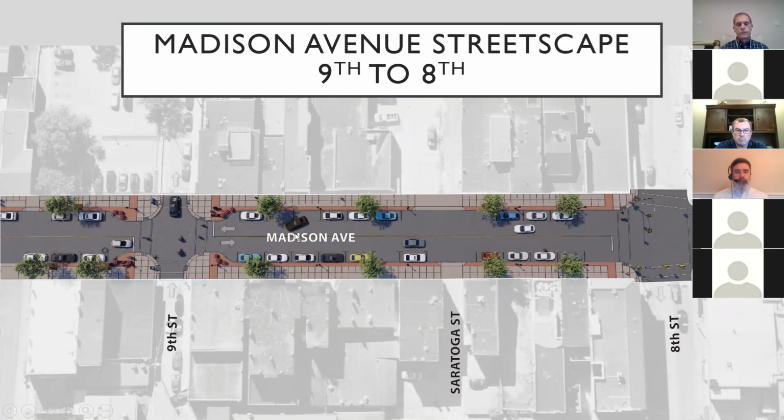As we continue north towards the end of the project, we go from 9th Street to 8th Street. As you can tell, we're still continuing the theme of resurfacing the roadway, providing parallel parking along the sidewalks, providing curb extensions at 9th Street, and then reconstructing the sidewalks and driveway aprons as they are today. We are also implementing mast arm signal poles at the intersection of Madison and 8th Street.